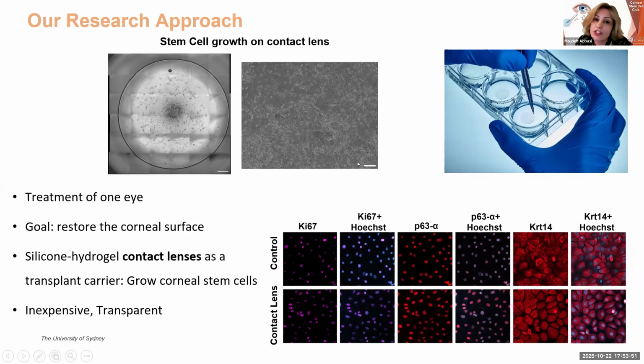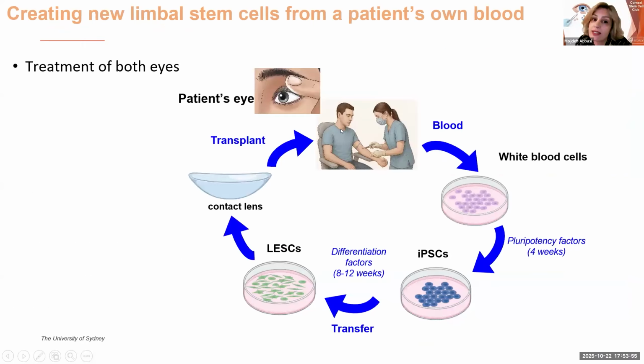And for the bilateral condition, where both eyes are damaged, we are developing a new method by taking blood samples from the patients and reprogramming the blood cells into induced pluripotent stem cells. Then we differentiate them, because these cells can be led to any type of cell in the body. We are differentiating them into limbal epithelial stem cells, growing them on contact lenses, and transplanting them back onto the patient's eye to restore sight. This is what we are working on right now.